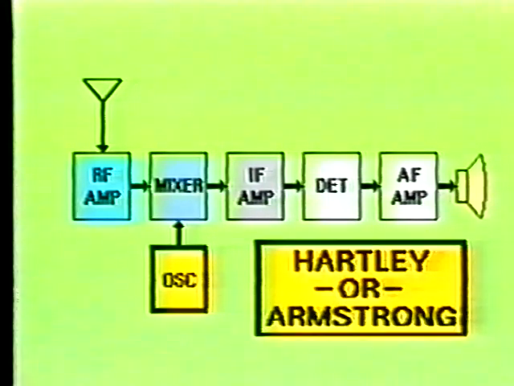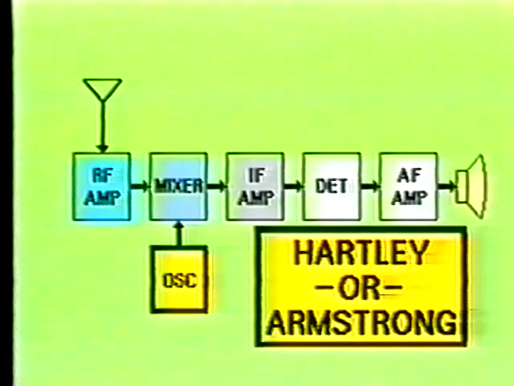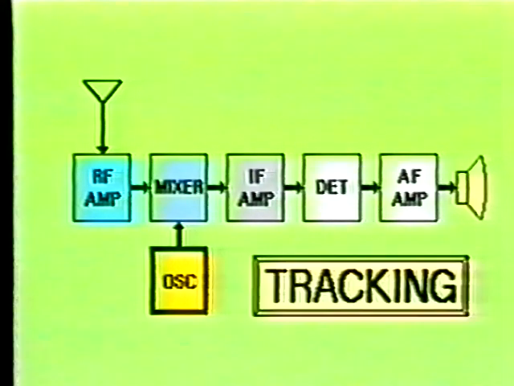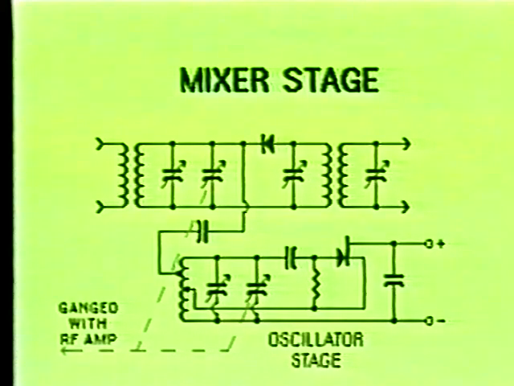The oscillator configuration most commonly used for the local oscillator stage will be either the Hartley or Armstrong circuit. The ability of the local oscillator to maintain this difference frequency for all selected RF frequencies is called tracking. For proper operation of the receiver, it is necessary to track the tuning of the oscillator stage, the mixer stage, and the RF amplifier stage. This way, when the RF amplifier and mixer stages are tuned to a desired frequency, the local oscillator will always be exactly 455 kilohertz higher than the incoming RF signal.